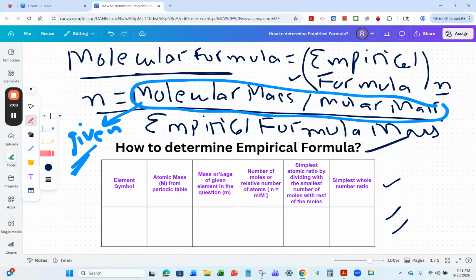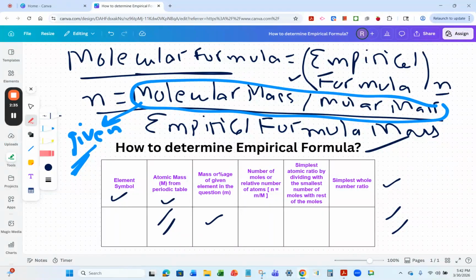So you can tell them it's a 6 column table. In the first column you have to write the symbols of the element from the question. In the second column, you could tell them it's atomic mass. Use the letter uppercase M and put the clue that it's from the periodic table so that they are not mixing the given individual atomic mass from the question or the standard atomic mass from the periodic table.